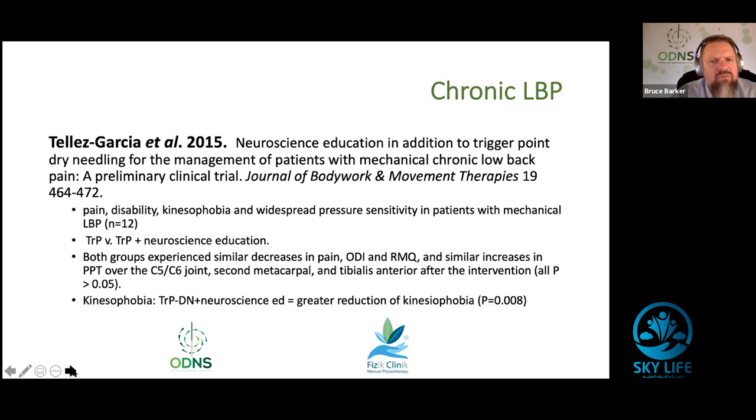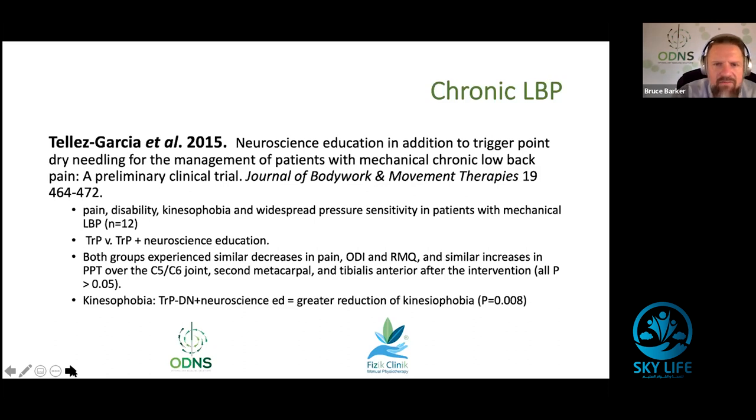If the patient presents with kinesiophobia, which we know is a cognitive thing, right? If they present with kinesiophobia, then trigger point dry needling with neuroscience education gives you a better reduction than straightforward needling. So it appears if you're taking a biopsychosocial model, the more psycho or cognitive symptoms the patient has, the greater the need for you to employ the neuroscience education model. So that's good.